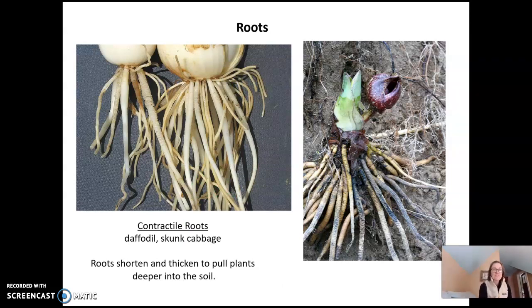The contractile roots of skunk cabbage and daffodils are a fascinating adaptation to cold winters. These roots shorten and thicken to pull the plants deeper into the soil when it's winter time. Skunk cabbage is an excellent plant. It's so cool, and I'll put a link to a video on skunk cabbage on our Moodle site. It's shown over here. It's one of the first wild plants to emerge in the springtime because the contractile roots pull it into the soil. They can easily release it back above ground when the soil warms up.